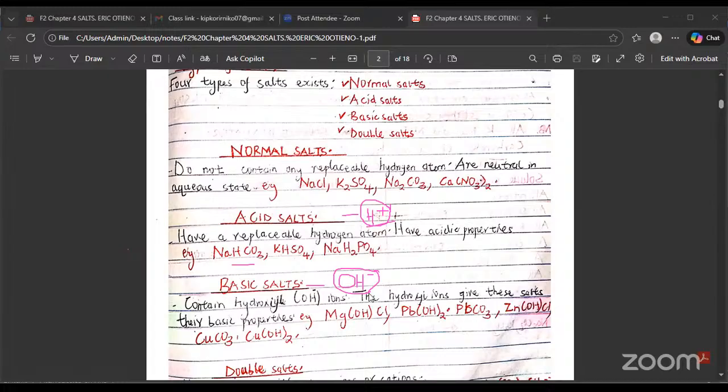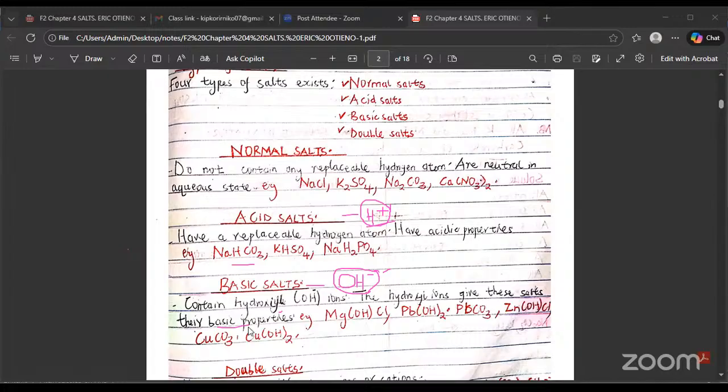Is that fine? So basically these are salts that contain hydroxyl. Now there's another name for hydroxyl, which was old school, but it can now be used. It is normally called hydroxide. You can say hydroxide or hydroxyl. Hydroxide ions make the salts have basic properties. A very good example.